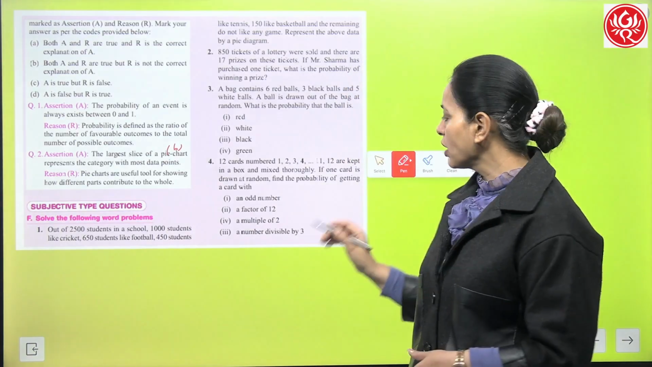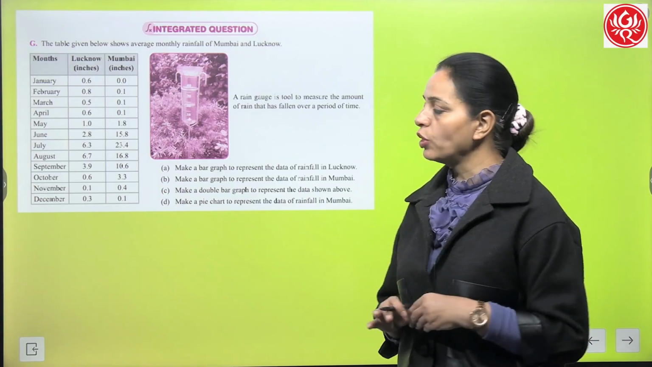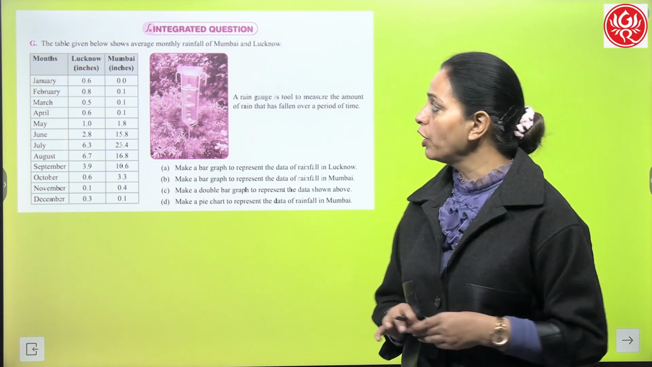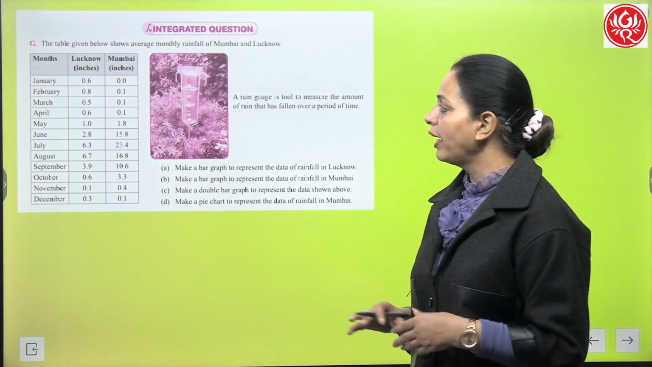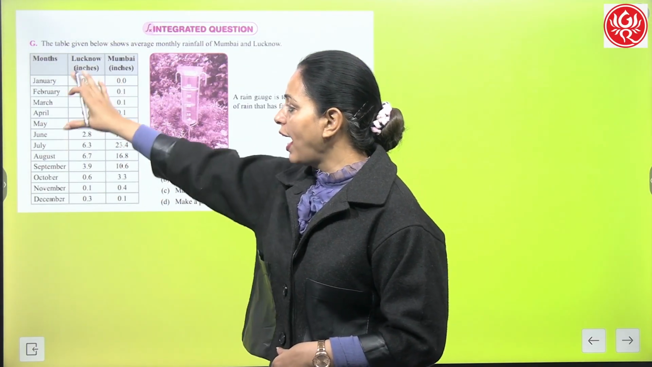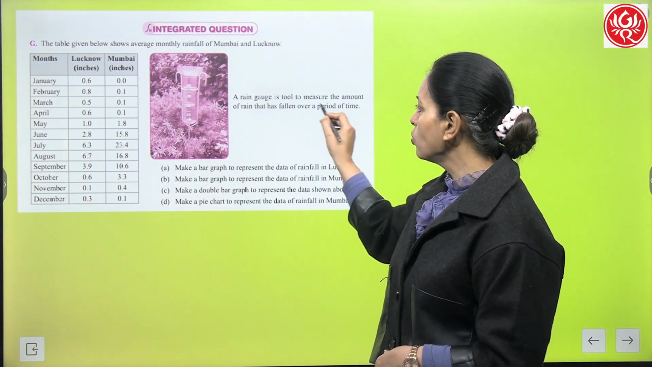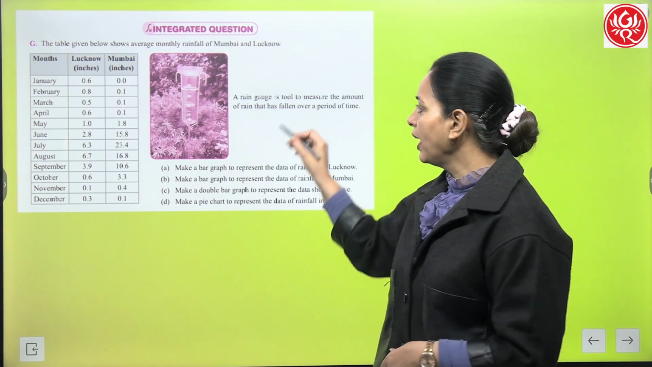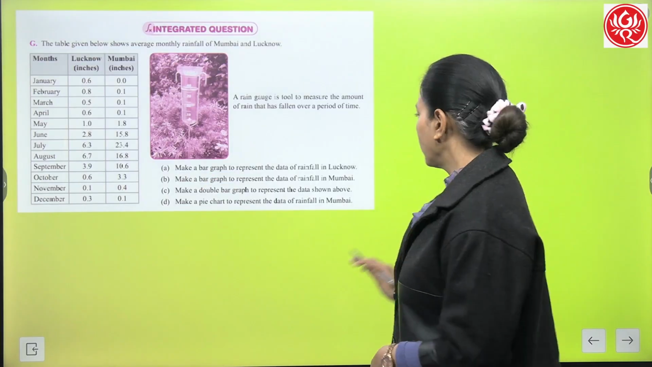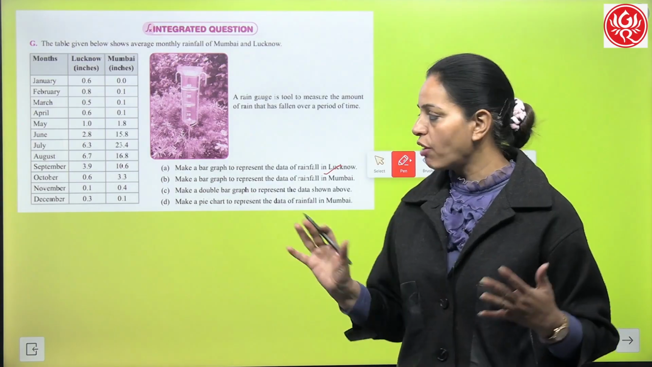Now we have some subjective type questions. You can try these on your own. Now come to the integrated question. G part, the table given below shows the average monthly rainfall of Mumbai and Lucknow. So here we have rainfall for Lucknow and Mumbai for different months, for the whole year. Now a rain gauge is a tool to measure the amount of rain that has fallen over a period of time. So what to do? A part, make a bar graph to represent the data of rainfall in Lucknow. You can try this one.